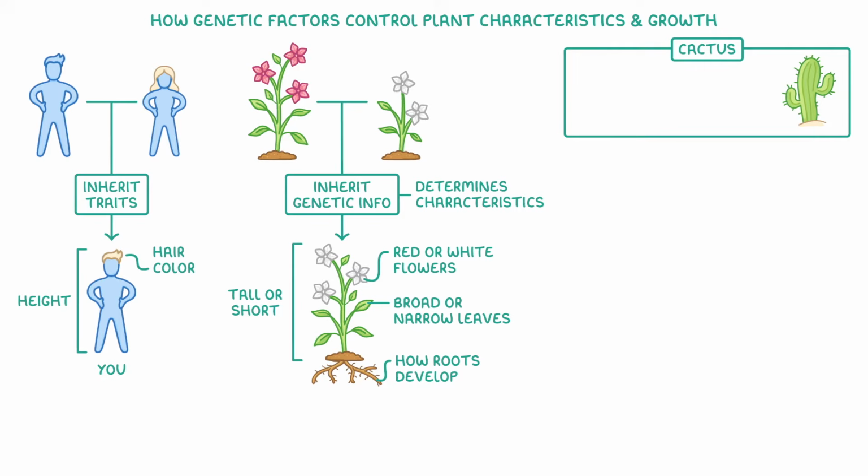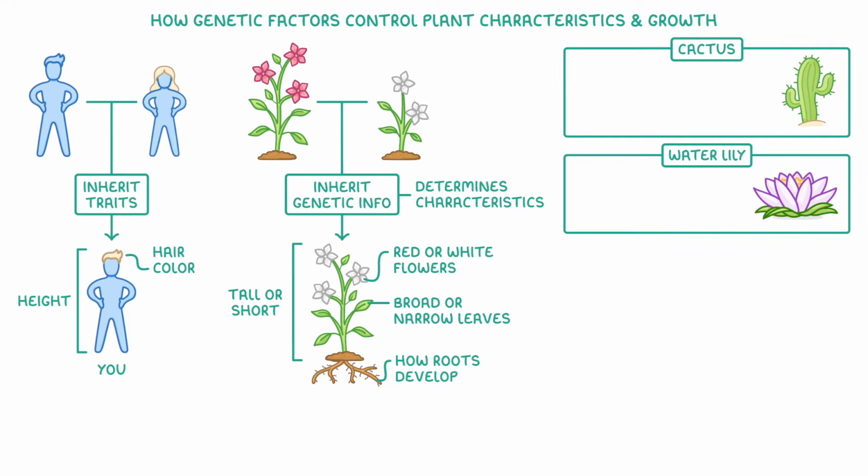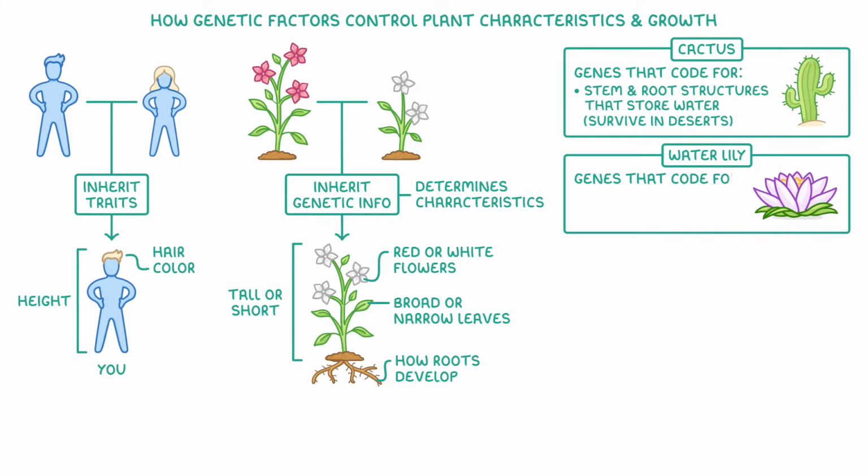Consider the differences between a cactus and a water lily. A cactus has genes that code for stem and root structures that can store water to survive in deserts, while a water lily has genes that code for wide, waxy leaves that can float on top of water.